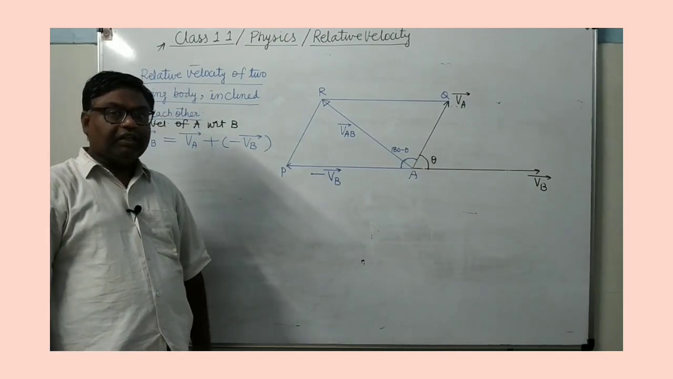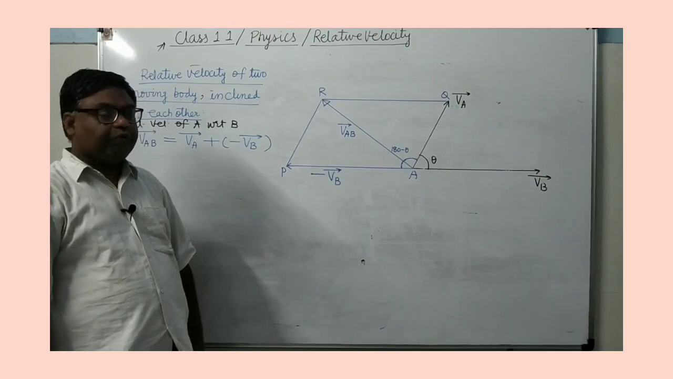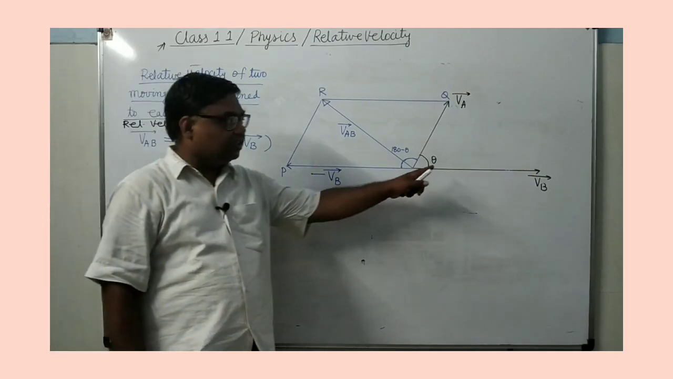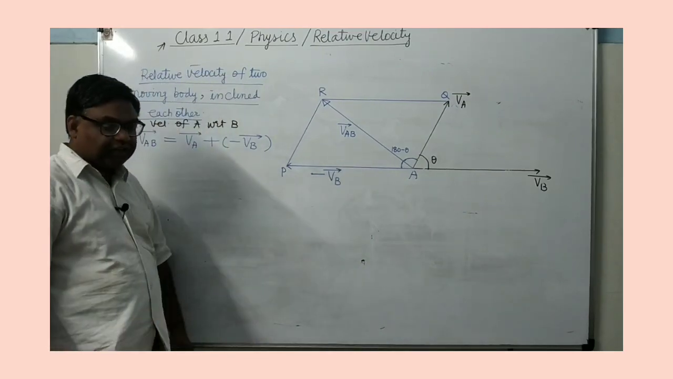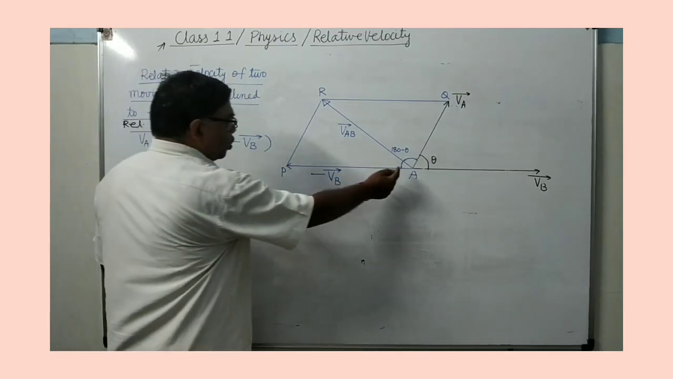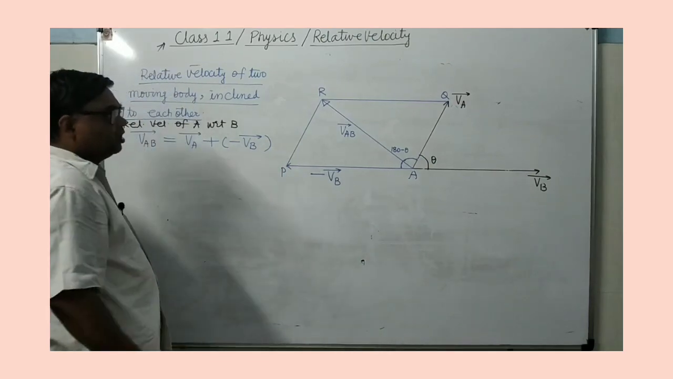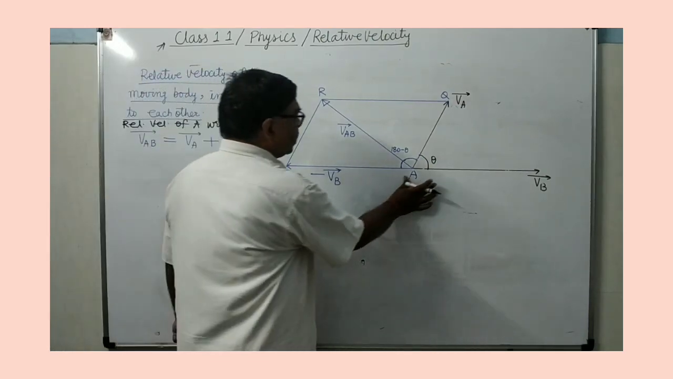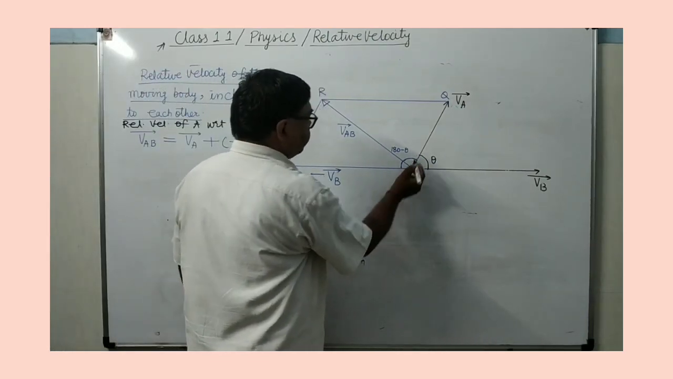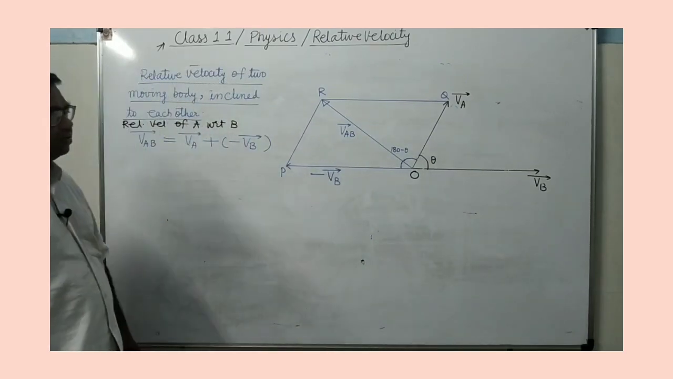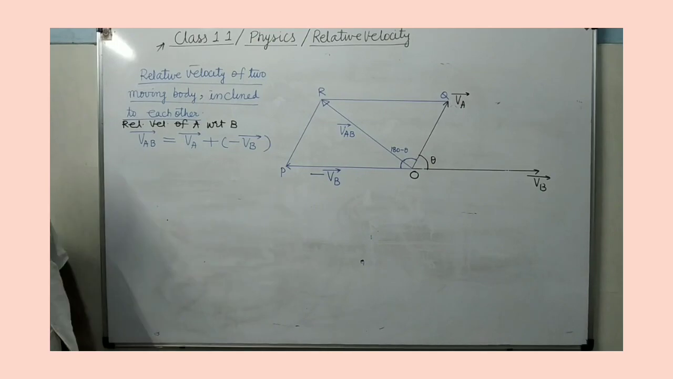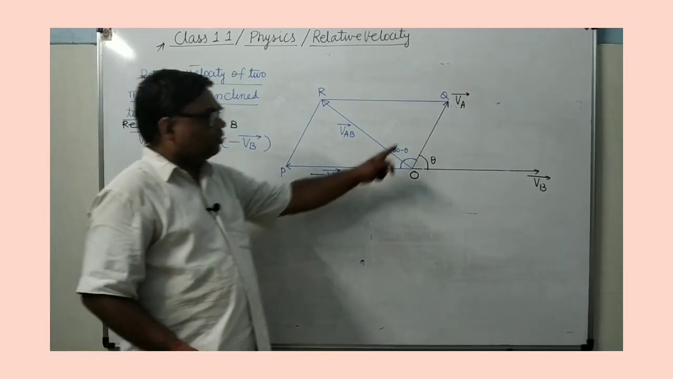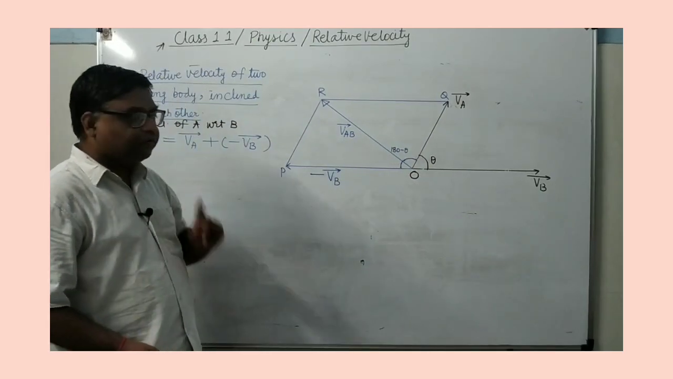Means when you draw the vector diagram, the negative vector VB will have the same length as this, but the direction will be opposite. So from the same point, you draw it in this direction. This you don't take as A, this you take as O. So from point O, you draw the negative vector VB. So this is the velocity vector VA, this is the negative velocity vector VB.